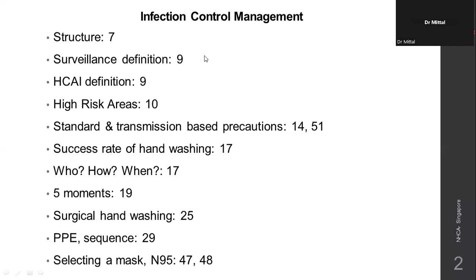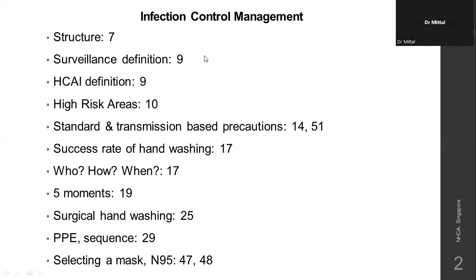So first, the structure of infection control in terms of the organization, the team. Page number 7, you can check the organization of infection control. The leader of the hospital, then the senior microbiologist, so on. That's the hierarchy or organizational chart. And the team: infection control team, microbiologist, infection control nurse, infection control officer. This is the basic structure of infection control.